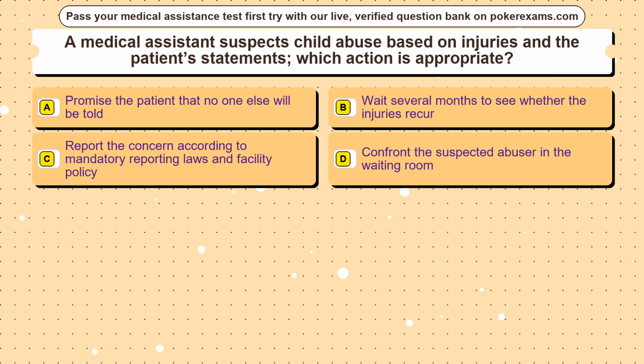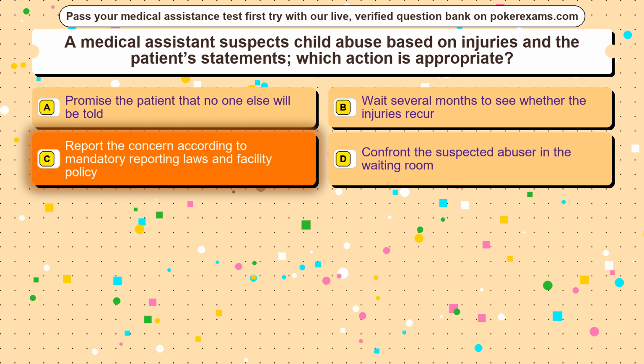Question 91. A medical assistant suspects child abuse based on injuries and the patient's statements. Which action is appropriate? Option A. Promise the patient that no one else will be told. Option B. Wait several months to see whether the injuries recur. Option C. Report the concern according to mandatory reporting laws and facility policy. Option D. Confront the suspected abuser in the waiting room.